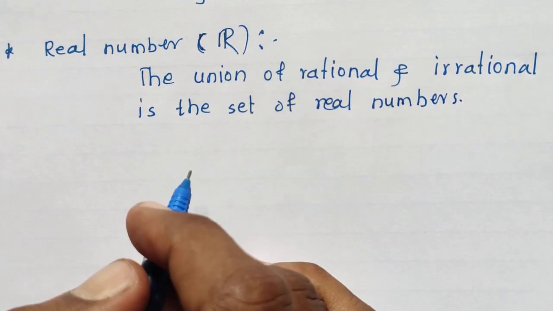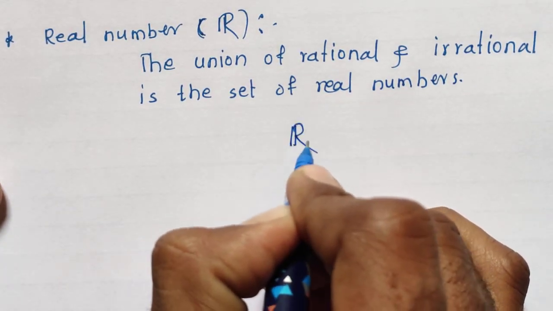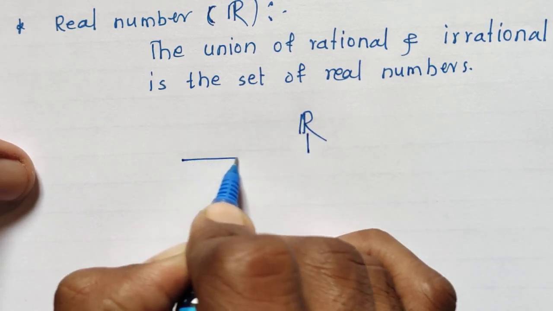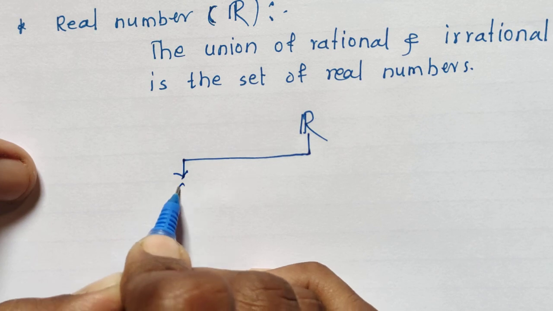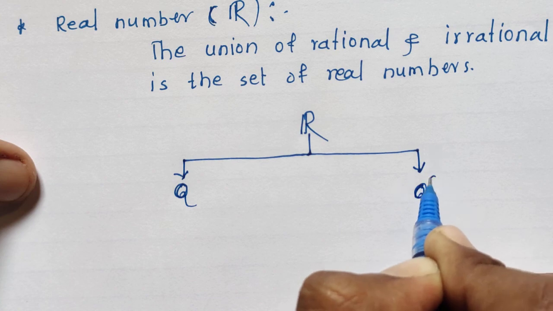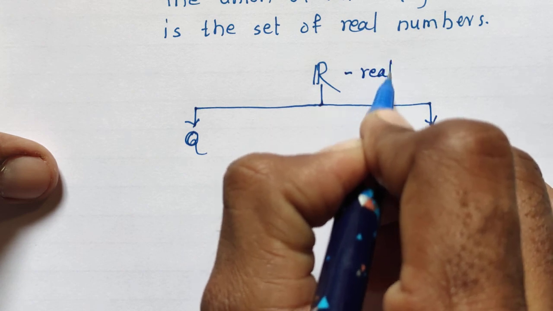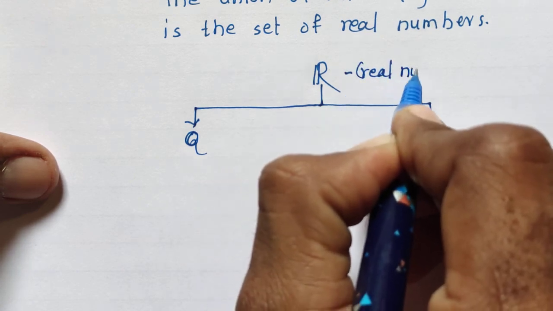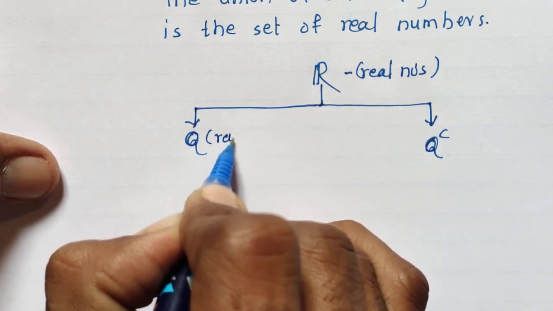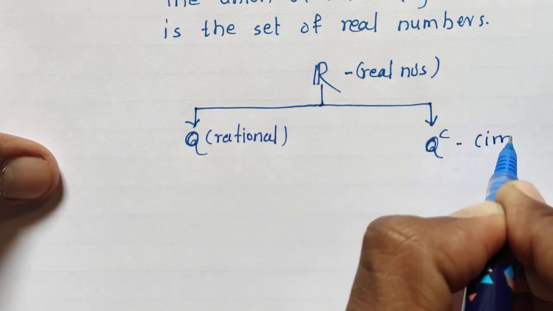So we can generalize these sets in a single tree diagram. The set of real numbers contains all these rationals as well as irrationals, Q complement, that is the set of irrational numbers. This is the set of real numbers. The set of real numbers contains these rationals as well as these irrationals.